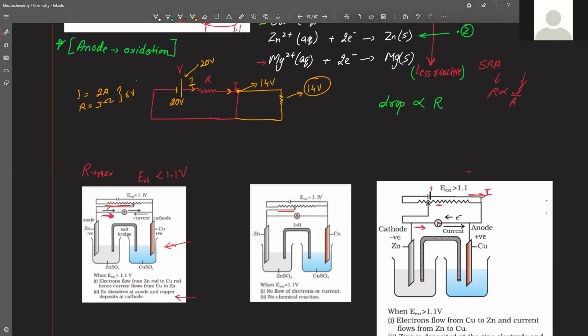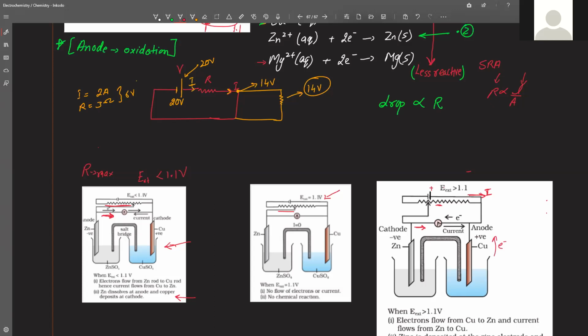And we can reverse this process as well. How to reverse this process? Make this external EMF 1.1 volt, and we observe that the reaction has stopped. There is no flow of current and even electrons, and there is no chemical reaction as well. And then we increase the external EMF. When we increase the external EMF to more than 1.1 volt, what we observe is that the direction of current is reversed. That means the direction of electron flow would also have been reversed.